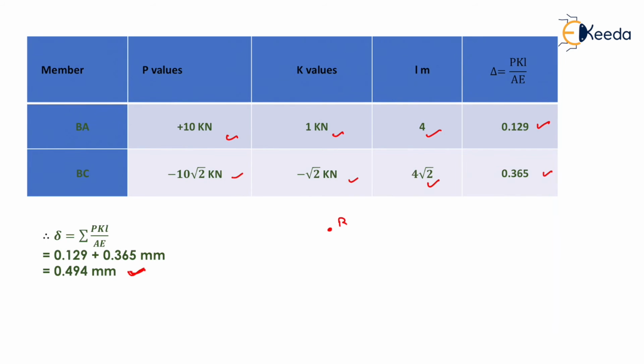It means that the joint B will displace like this in the downward direction by a magnitude equal to 0.494 mm. That is all about this numerical. We have discussed the complete deflection of joint B by the formula PKL upon AE.